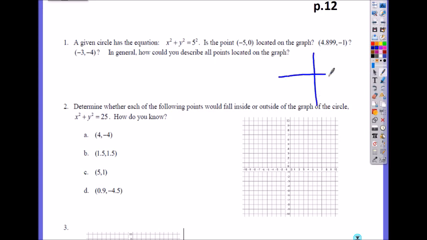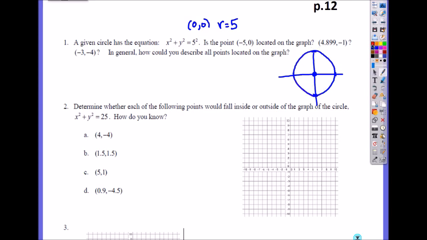What I mean by that is, where is our center from this equation? 0, 0. Do you see nothing got subtracted from x and y? So your center is 0, 0. And what's the radius? 5. So let's go ahead and graph it. 0, 0 is the center. You go 5, 5, 5, 5. So here's your circle.